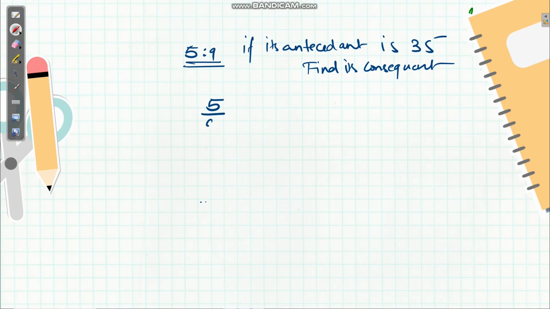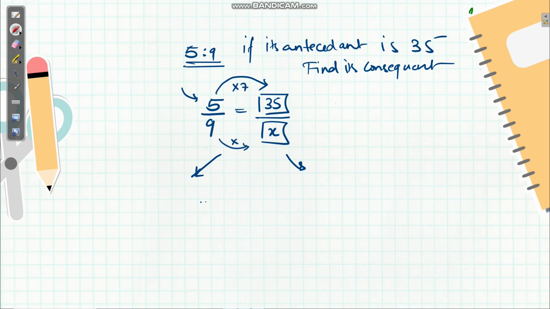See, 5 is to 9 is nothing but 5 upon 9. See, antecedent is my first term, okay? So they have mentioned the first term this time, it is 35 in the question. I don't know the consequent. See, consequent is nothing but the denominator. So I don't know this. There are two ways to find the answer. The first way, 5 into what gives you 35? That is into 7. So you do the same thing, that is into 7. That is your answer, that is 63. That's the first way, okay?